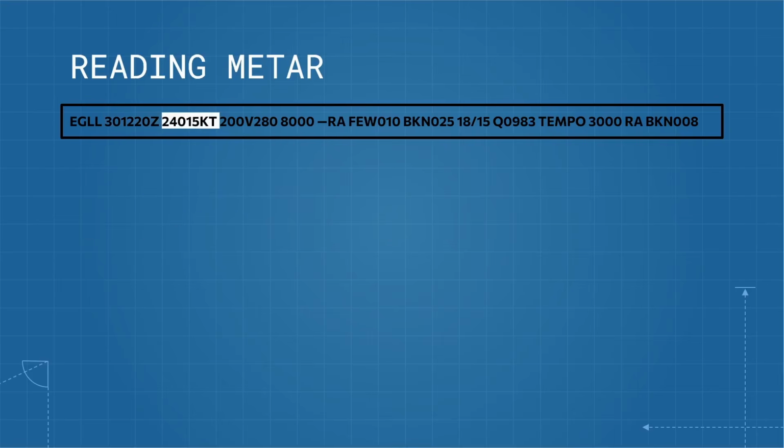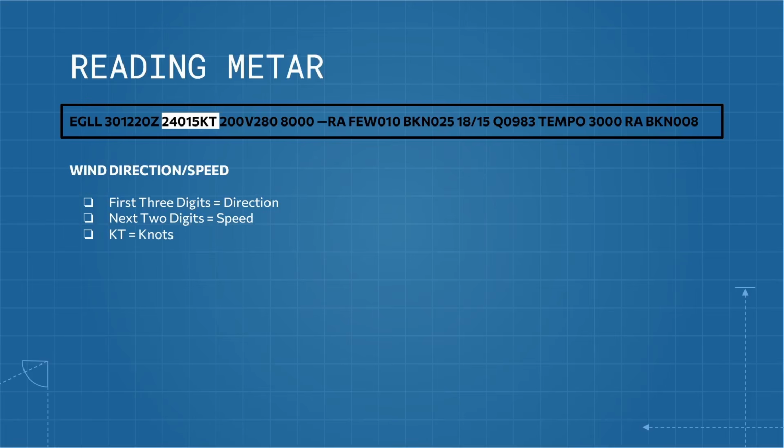The following section displays the current wind direction and speed at the airport. The first 3 digits of the 5-digit string indicate the direction of the wind given in degrees. So here the wind is blowing at a heading of 240 degrees, roughly southwest. The following 2 digits indicate the wind speed, in this case 15 knots. The unit knots is indicated by the KT.